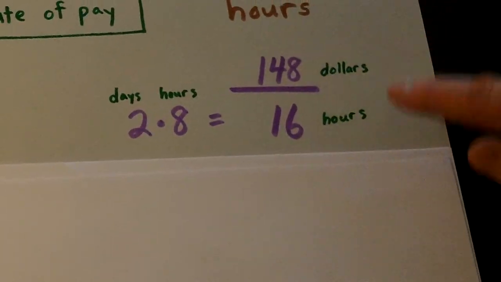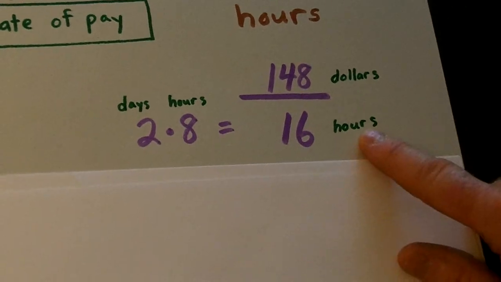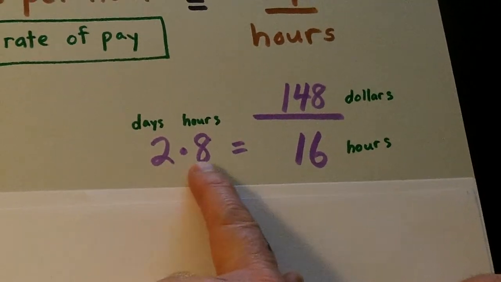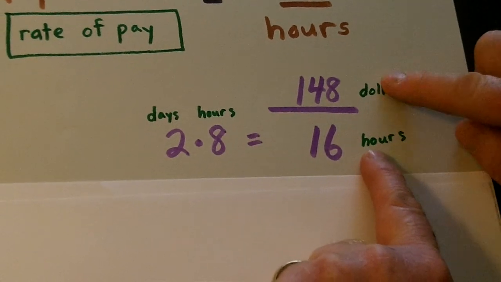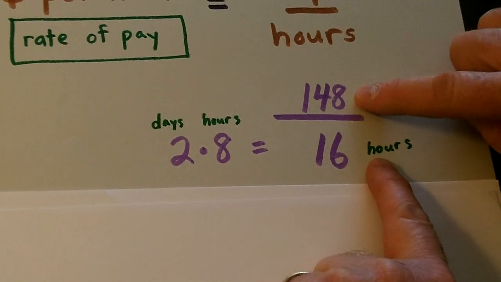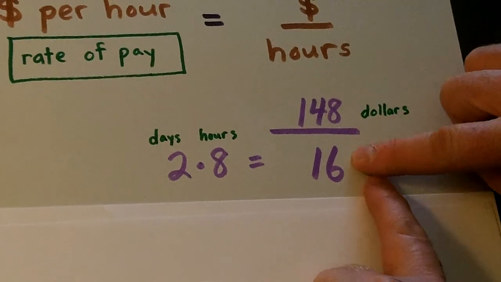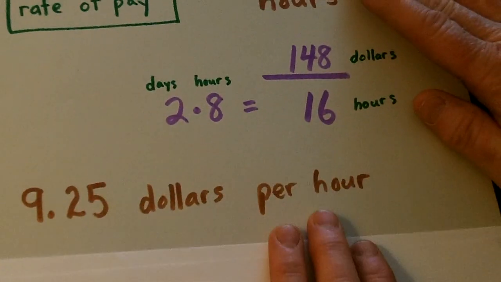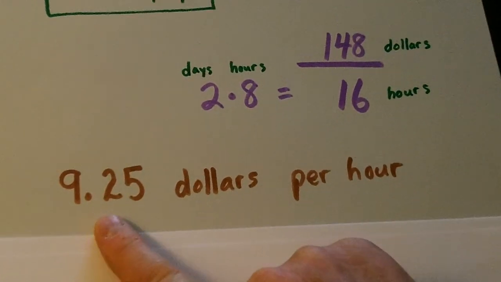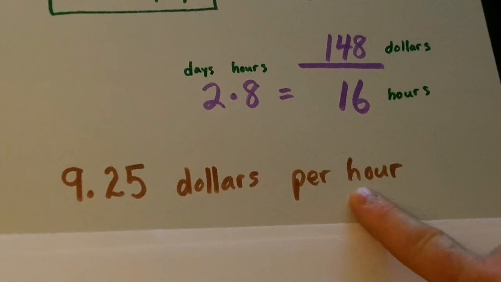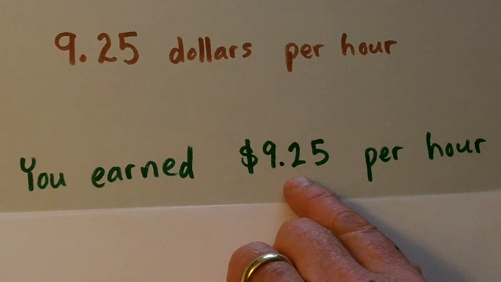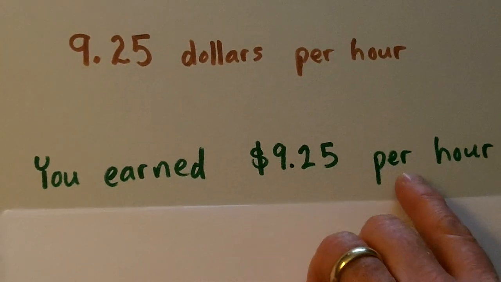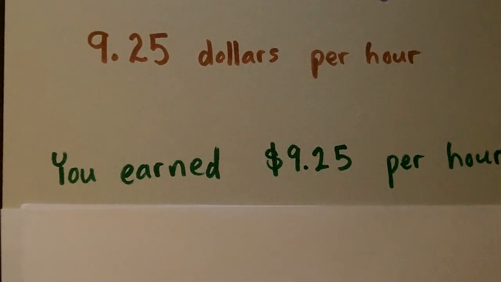Okay? Now first we need to figure out the number of hours. We worked 2 days at 8 hours, that's 16 hours. So dollars per hour would be $148 divided by 16 hours, and that's going to give us $9.25 per hour. And the way we write it is, you earned $9.25 per hour. Okay?